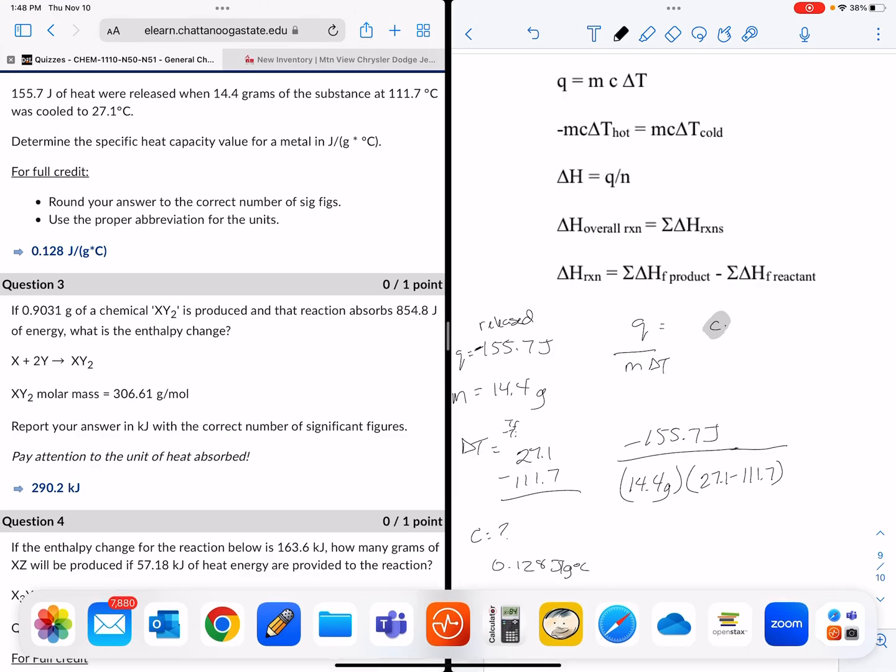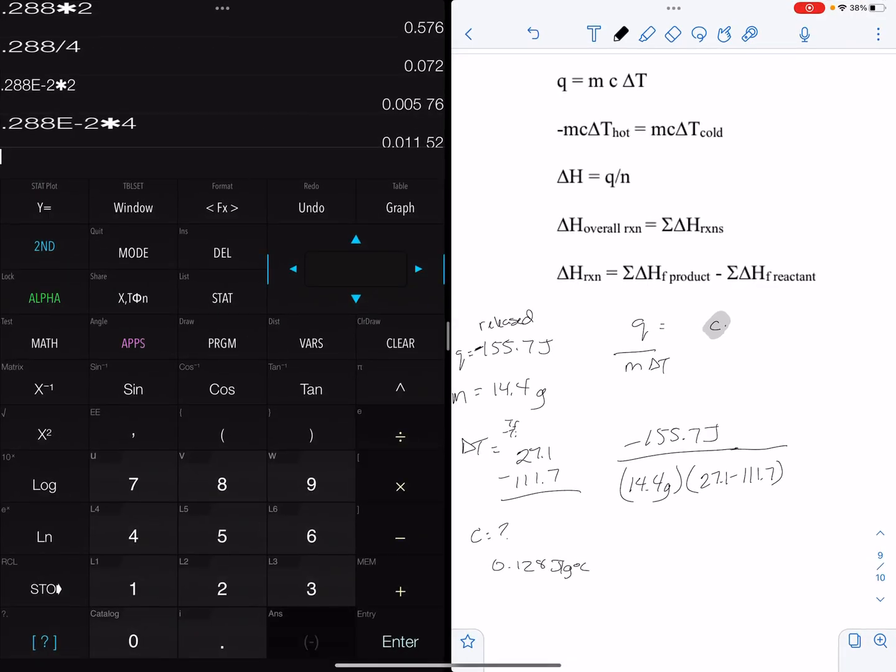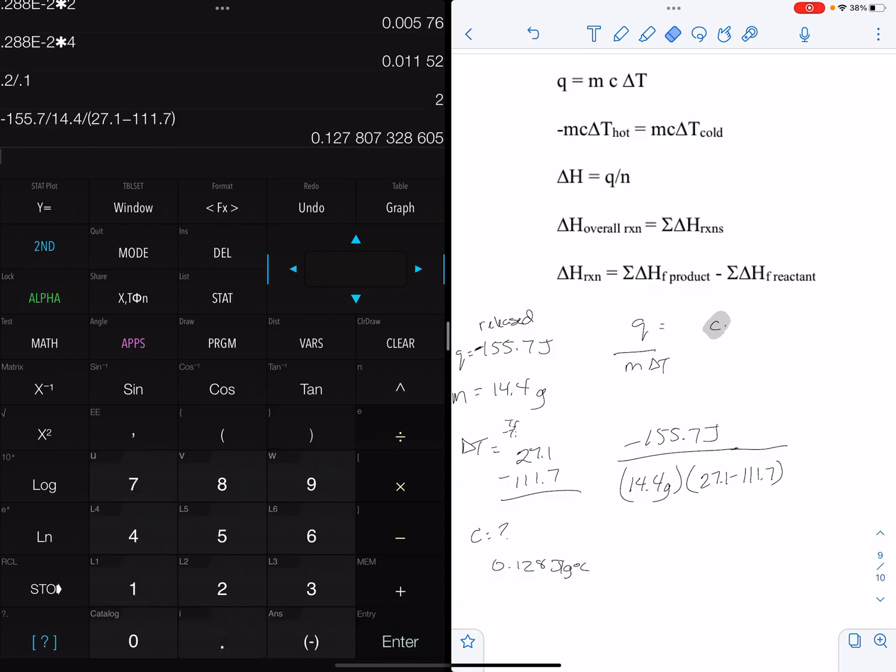So let's try it out. Minus 155.7 divided by 14.4. And then again, if you are using a multiplying sign on the bottom, make sure that you put parentheses around it. I'm using the divided sign again, but I still have to have parentheses around that operation. 0.7. So that gives me 0. And that's 1, 2, and then notice it says 7, 8, so the 8 bumps that one up. So that's 0.128.